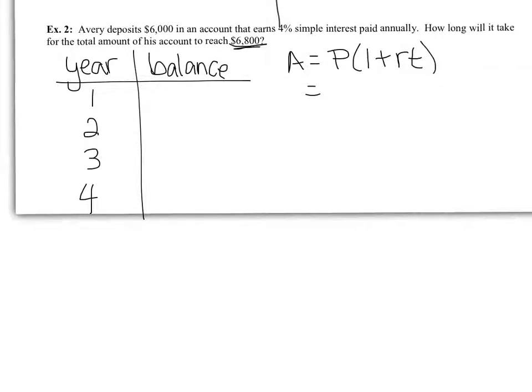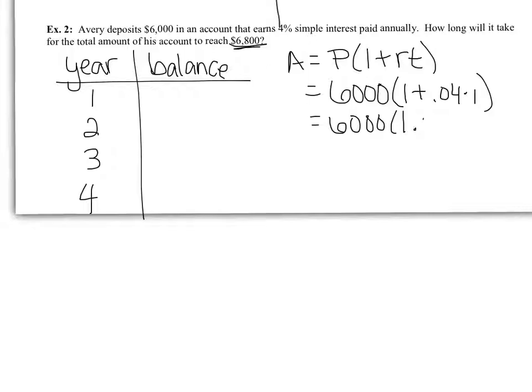Okay, so if I plug in P, my principal was $6,000, and then 1 plus, my rate is 4%, and the time is just 1 year, right, because it's just that first year. Okay, so I get 6,000 times 1 4/100. So after that first year, my balance is $6,240. Okay, so I'm not where I want to be yet. So this is just for year 1.